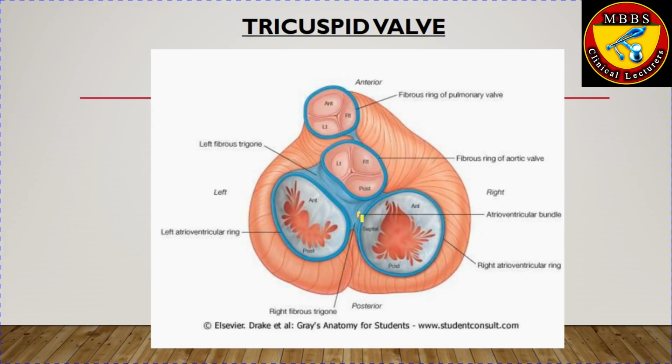Okay, now in this figure, you can see the fibrous trigone. You can see the fibrous skeleton. So this blue colored part is the fibrous skeleton. You can see this fibrous ring is encircling the atrioventricular valves, on the right side as well as on the left side. This fibrous ring is also encircling the aortic valve as well as the pulmonary valve. So it is made up of thick fibrous connective tissue which holds the cusps of the valves, tricuspid, mitral, pulmonary as well as the aortic valves.